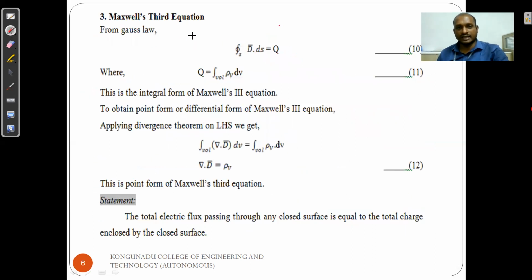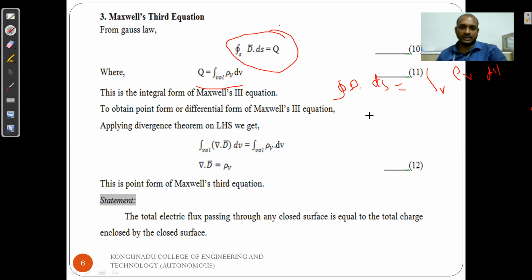Maxwell equation 3 is derived from the electric Gauss law. The electric Gauss law is: surface integral D dot dS is equal to Q. Similarly, Q is equal to the volume integral of rho v dv. Equating these two equations, we get surface integral D dot dS is equal to volume integral rho v dv. So this is called Maxwell's equation number 3. This is in the integral form.